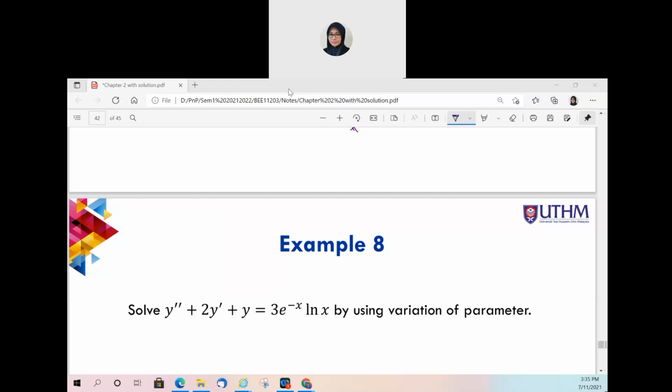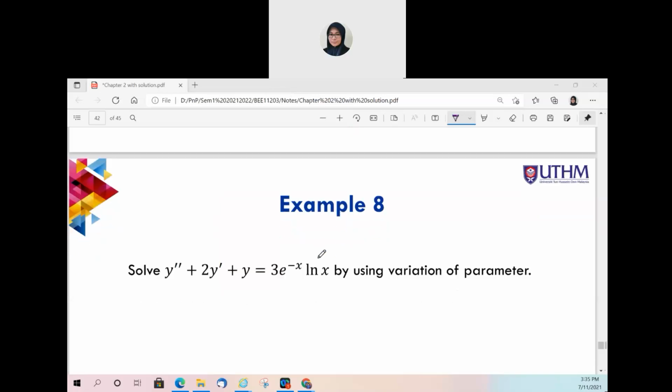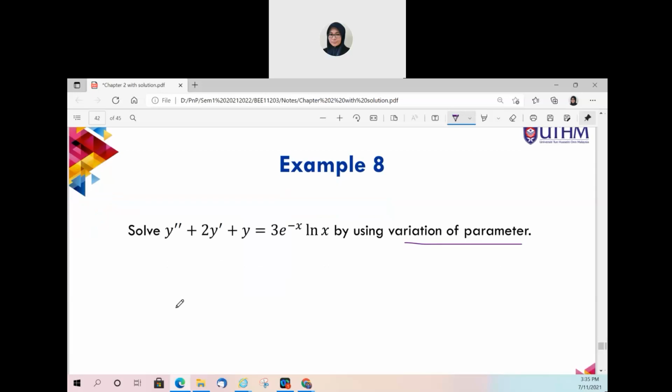Okay. So kita sambung dengan example 8. Example 8 is you have y double prime plus 2y prime plus y equals to 3 exponent minus x ln x. Okay, soalan dia cakap using variation of parameter. So kalau using variation of parameter, first step is you have to find A. So A, what is A from this equation?